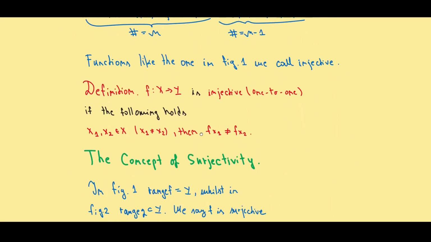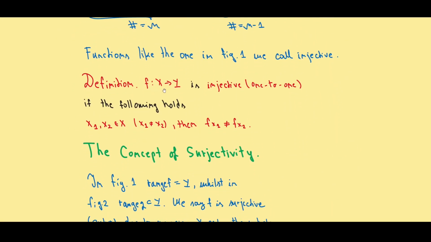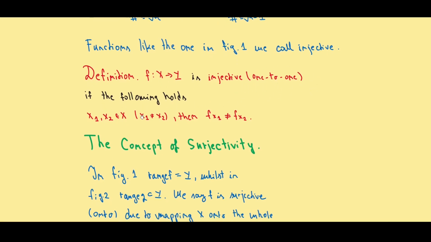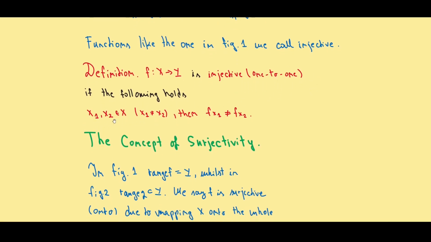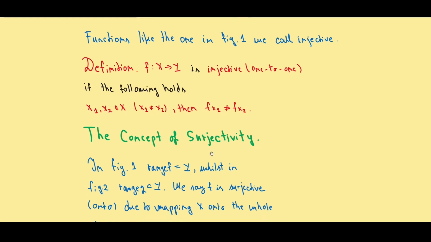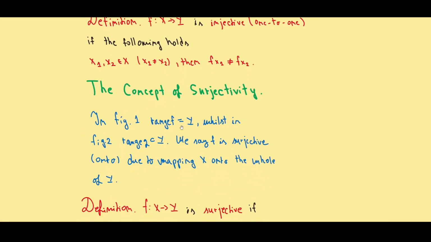So the formal definition is some function f is injective, or one-to-one, if the following holds. If you take two different elements from your x and you map them, then the images, the results of the mapping, are different. And now also to introduce the concept of surjectivity.